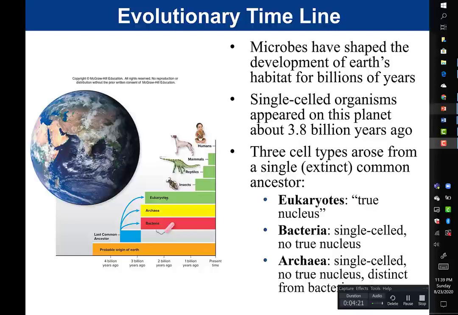And then the other 2 categories are going to be archaea and bacteria. Both of those types of organisms are single-celled. They have no true nucleus. They are what we call prokaryotic cells. But archaea and bacteria are still distinct from one another. And in fact, archaea are actually believed to be more closely related to eukaryotic cells than they are to bacteria.